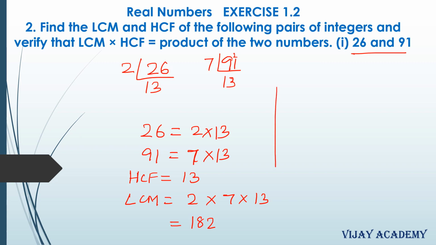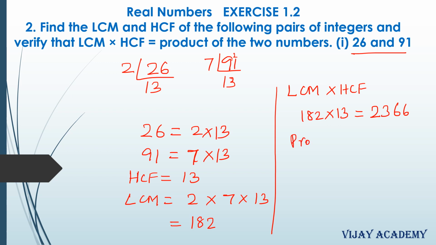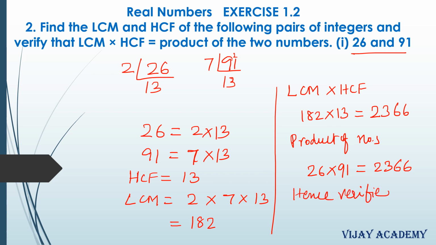Now let us verify the relation given here, that is LCM into HCF. First let me multiply the LCM and HCF of these two numbers. LCM is 182 and HCF is 13. On multiplying 182 and 13 we get 2366. Now let us multiply the given numbers, the product of the two numbers, 26 and 91. On multiplying 26 and 91 we get 2366. Hence the relation is verified.